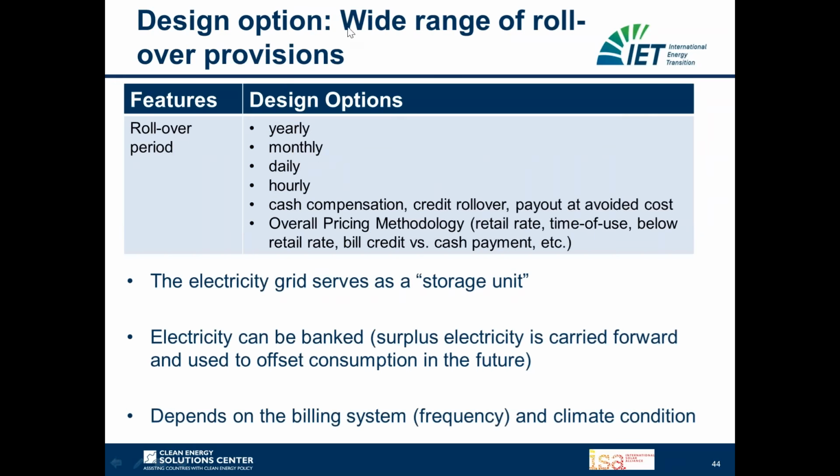What is then very important is the so-called rollover provision. So under a net metering system, you're sort of using the electricity grid as a storage unit. That means that, for instance, you're producing solar PV electricity at daytime. However, you're not at home, so you're not using your air conditioning, your fridge, whatever it is. So you're feeding in electricity during this time of the day. And then when you come home at night, you're no longer producing solar PV.